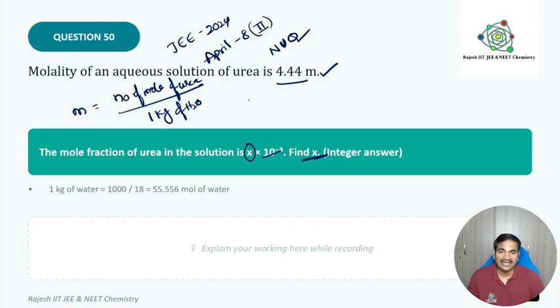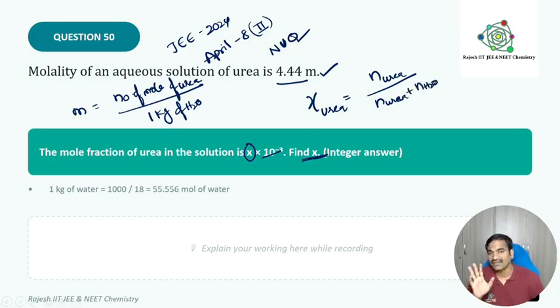Now, to solve this problem, which formula do we have to use? Mole fraction of urea is equal to number of moles of urea divided by number of moles of urea plus number of moles of water. This formula we have to use. So first you substitute the given data.